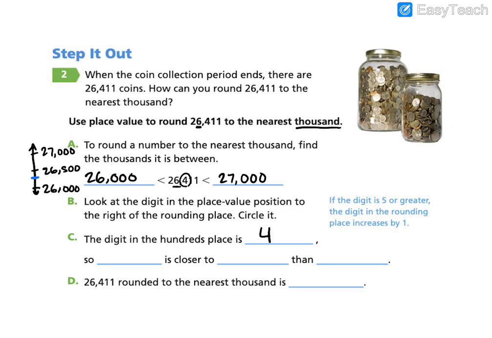So now we've got to read the whole thing before I fill this in. So blank is closer to blank than blank. It's asking us what is that number closer to? So our number that we started with is 26,411. Which is it closer to? Which 1,000? It's below the halfway point. The digit is less than 5. So it is closer to 26,000 than 27,000. So 26,411 rounded to the nearest 1,000 is 26,000.